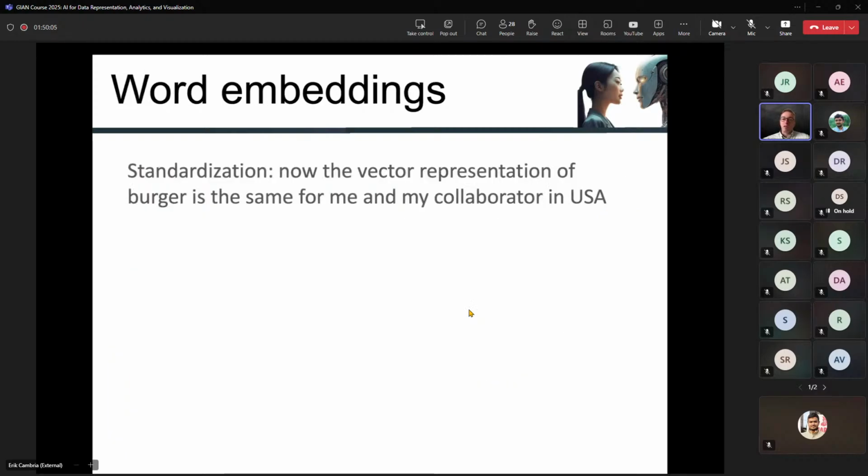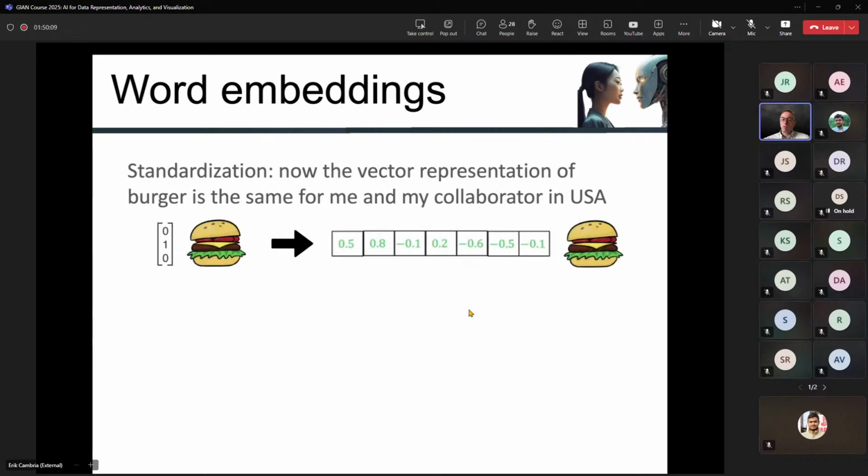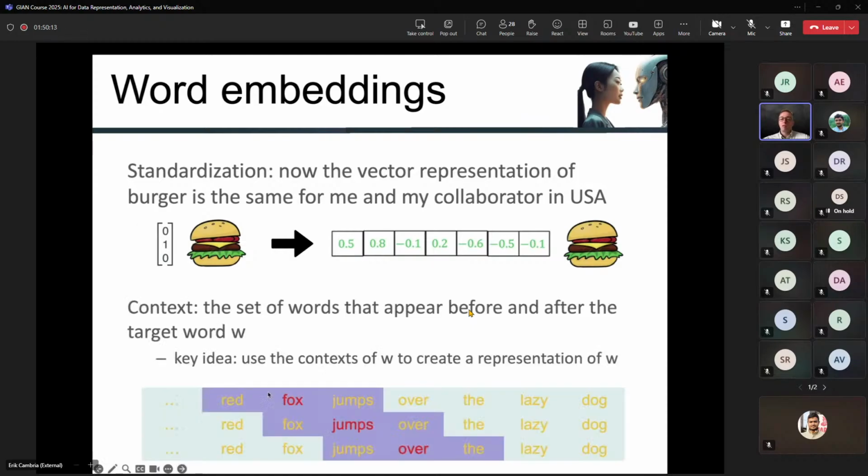And so this, as I already mentioned, has been transferred later on to word embedding. So the good thing about word embeddings, first of all, is that it's encoding context.